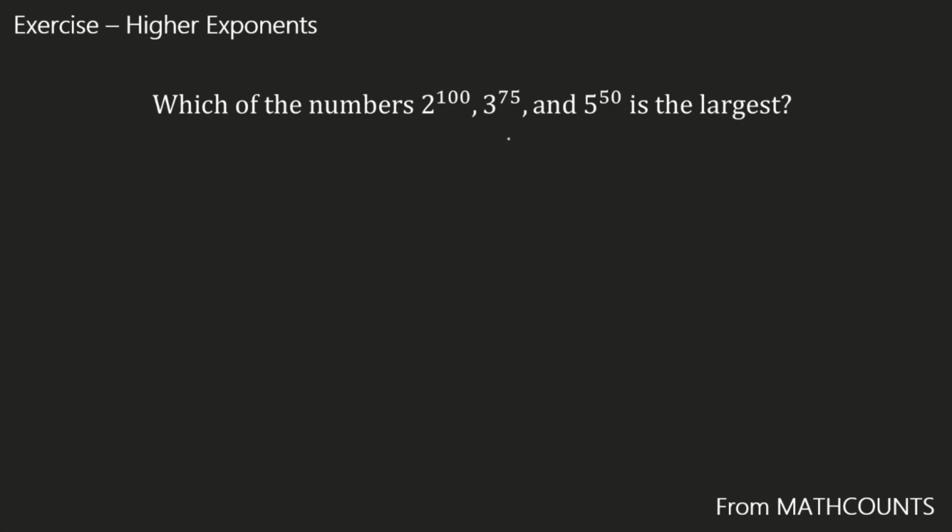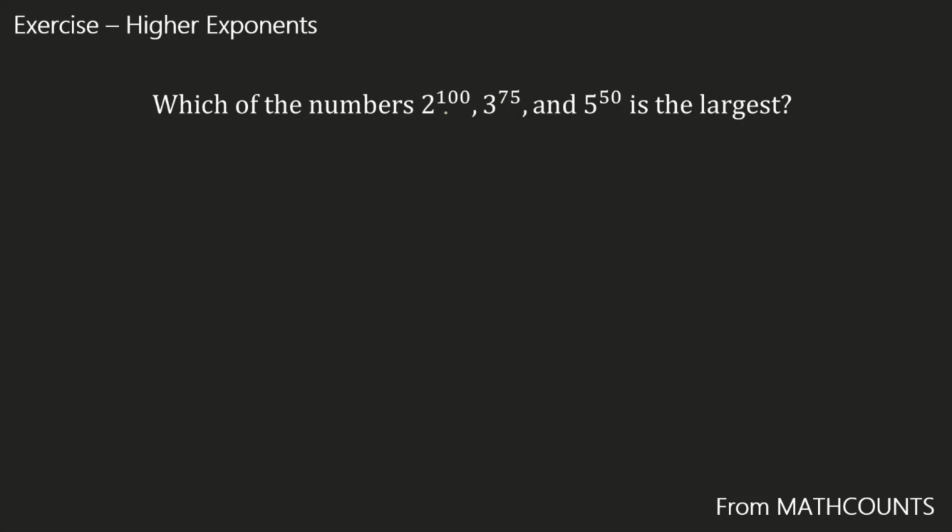So let's take a look at the base here. We have 2, 3, and 5. So these three numbers do not seem to have a common relationship among each other. Now let's look at the exponent. We have 100, 75, and 50. So you can probably spot that 25 is a common factor to all three of these numbers. So let's look in that direction.